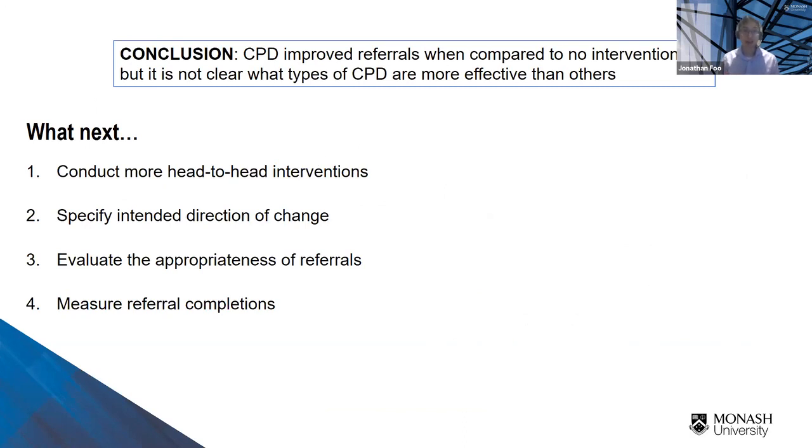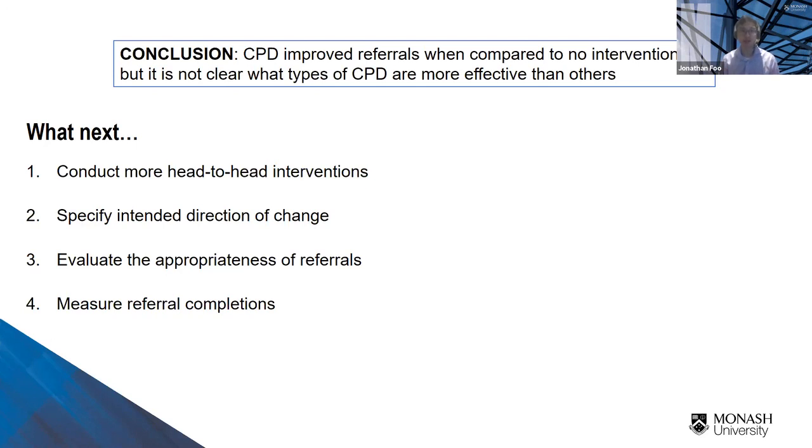If you are thinking about conducting studies using referrals as an outcome, there are 4 things that I think would be useful to think about. Firstly, as I said before, we need to conduct more head-to-head interventions. As a field of research, I think we've generally agreed that doing something is better than doing nothing. But what we really need to understand is how to do that something better. Head-to-head interventions are one way to study this, but I'd also like to hear from you about what other ways we might be able to study and identify what types of CPD are more effective than others.